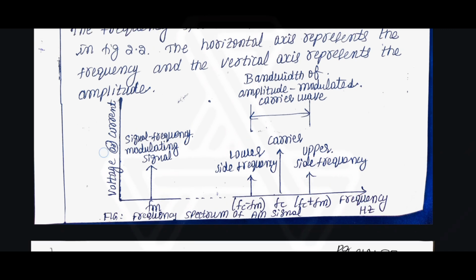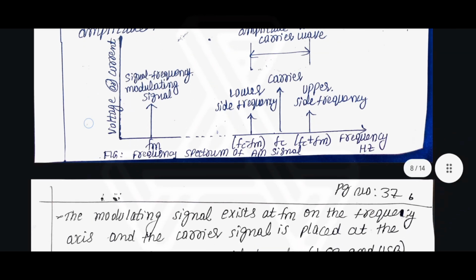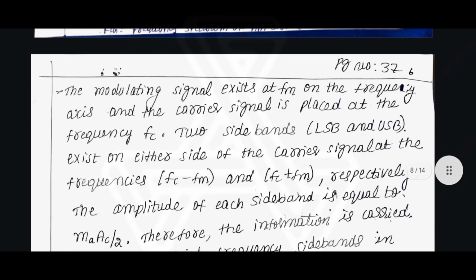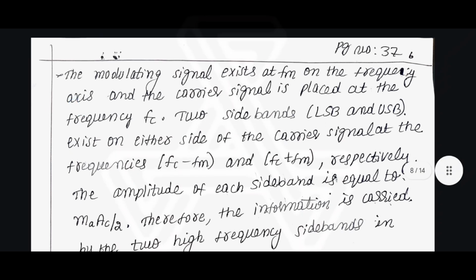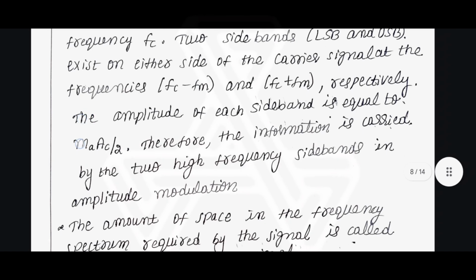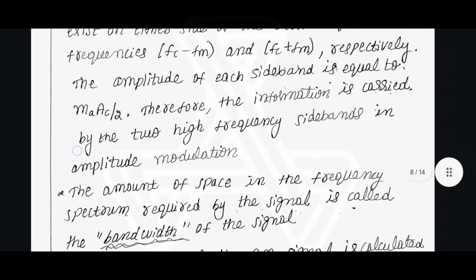The distance between the lower side frequency and the upper side frequency is the bandwidth of the amplitude modulated carrier wave. In the frequency spectrum of the AM signal, the modulating signal exists at fm on the frequency axis and the carrier signal is placed at the frequency fc. Two sidebands, LSB and USB, exist on either side of the carrier signal at the frequencies fc minus fm and fc plus fm respectively. The amplitude of each sideband is equal to Ma into Ac by 2. Therefore, the information is carried by two high frequency sidebands in amplitude modulation.